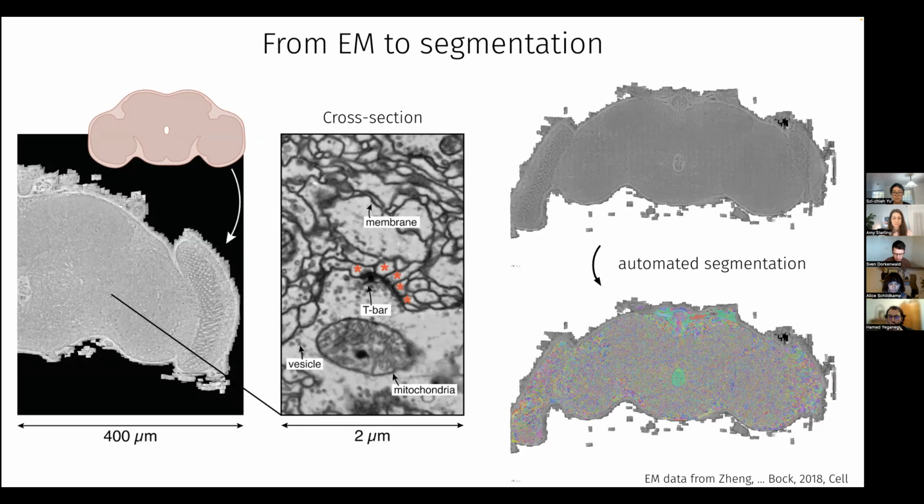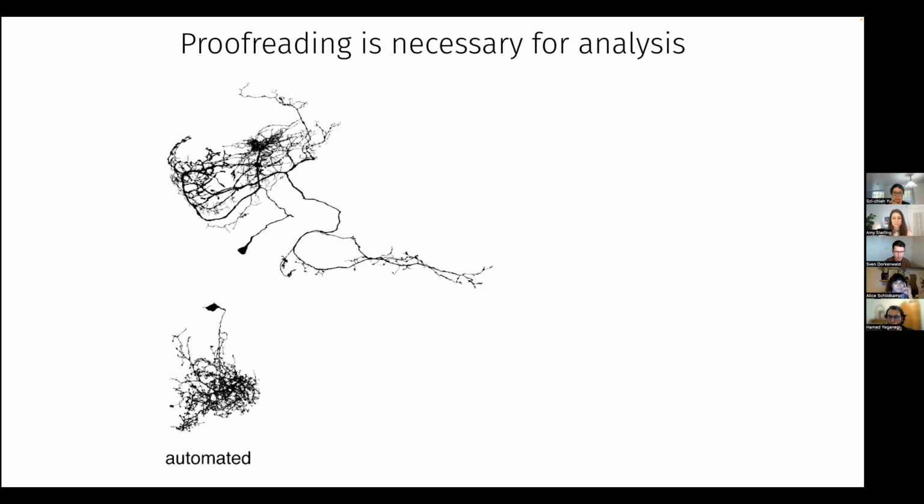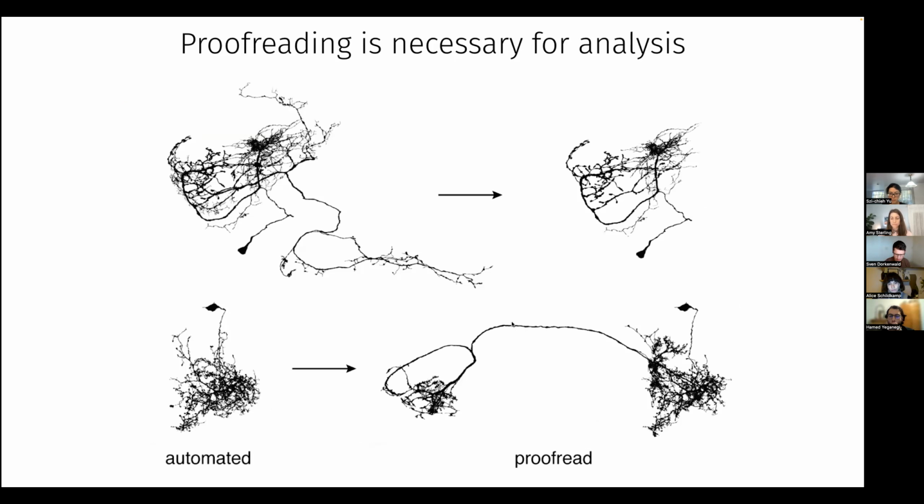This automated segmentation was the starting point, and as many of you are probably aware, proofreading was necessary to correct errors in the automated segmentation to create neurons that are analyzable. And we have a set of about 130,000 of these neurons that are in this data set.